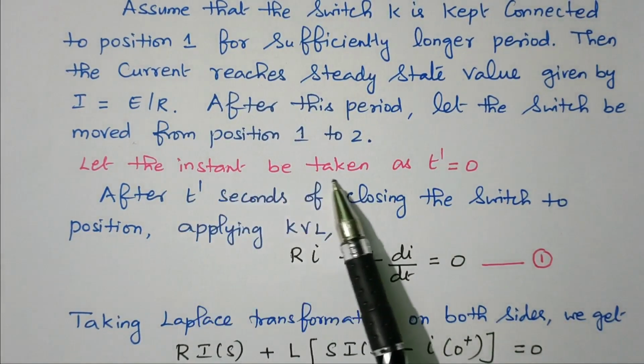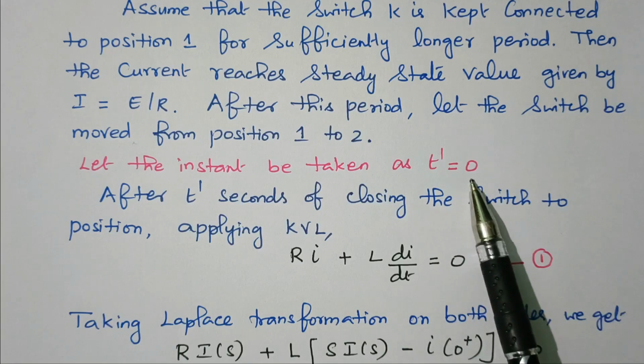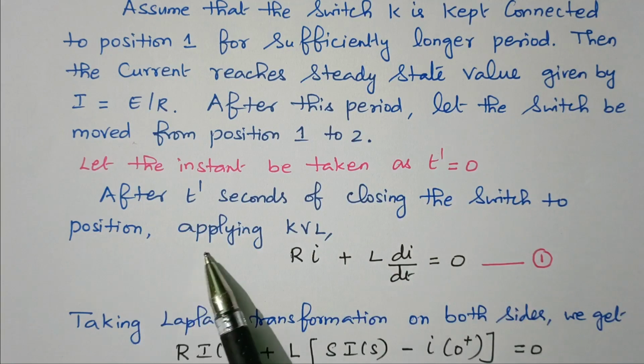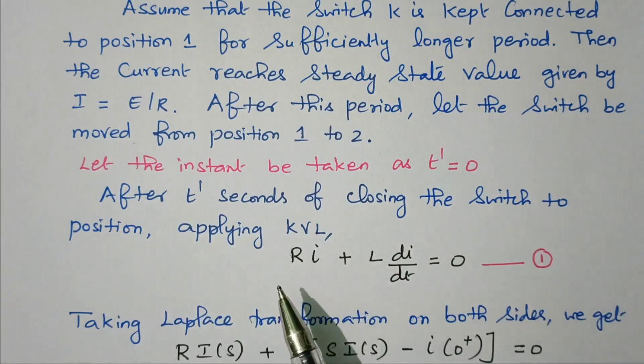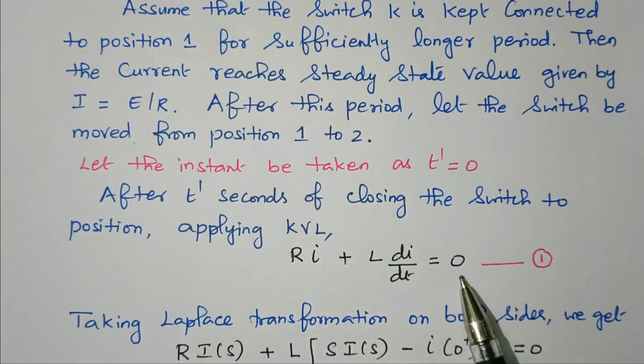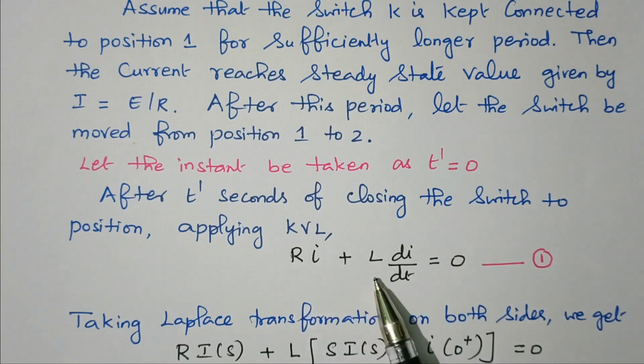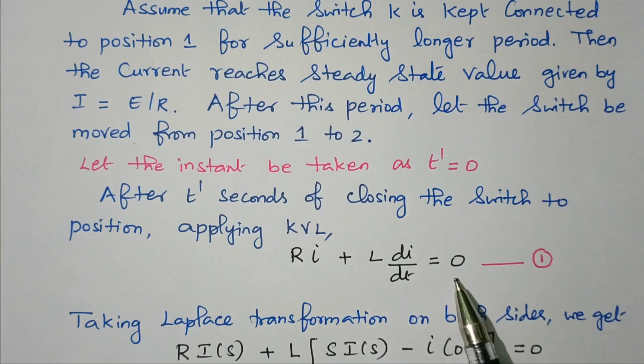Let the instant be taken as t dash equal to 0. After t dash seconds of closing the switch to position 2, apply KVL. In position 2, the source is disconnected, only R and L are connected. So applying KVL, resistive drop plus inductive drop equal to 0. The applied voltage is not available, since in position 1 the voltage source is connected and in position 2 it is disconnected. So the resistive drop Ri plus the inductive drop L di by dt is equal to 0. We take this as equation number 1.